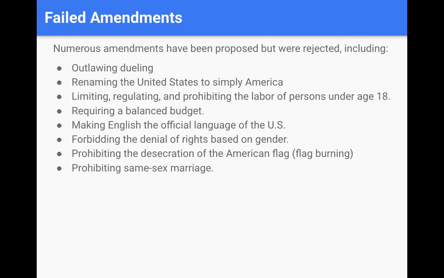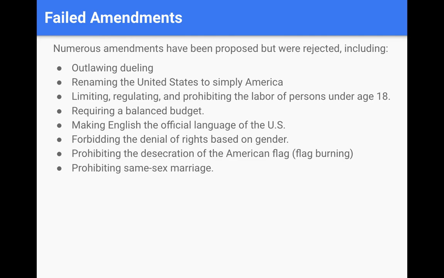So why do we amend the Constitution? These are some of a number of failed constitutional amendments, right? Outlawing dueling, renaming the United States to simply America, limiting, regulating, and prohibiting the labor of persons under age 18, requiring a balanced budget, making English the official language, forbidding the denial of rights based on gender, prohibiting the desecration of the American flag through things like flag burning, and prohibiting same-sex marriage. These have been talked about, and some of these have even been formally proposed and sent to the states, but none of them have yet been ratified.